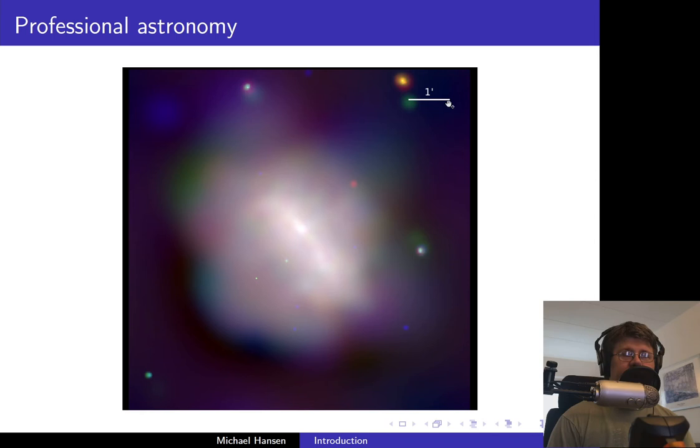It's a relative size. So this is how much this line here is 1 arc minute on the night sky. And we're going to talk about later what is an arc minute, what is an arc second, how do you use it, and why do you use it, and all that.